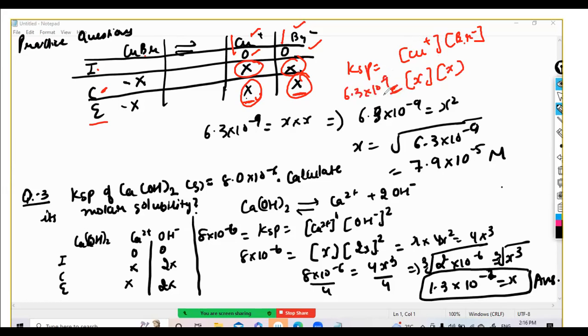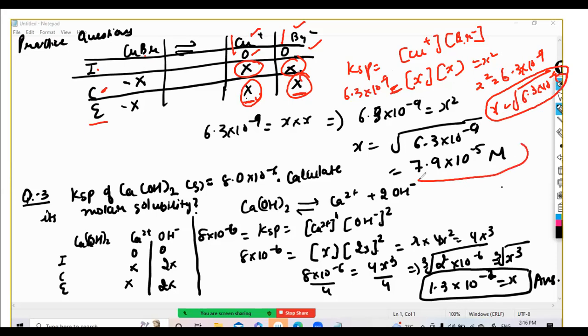So X into X is equal to X square. That means X square is equal to 6.3 into 10 to the power negative 9. So X would be equal to the square root of 6.3 into 10 to the power negative 9. You can always go ahead and calculate on the calculator. So this would be your answer. This is your molar solubility, that means moles per liter.